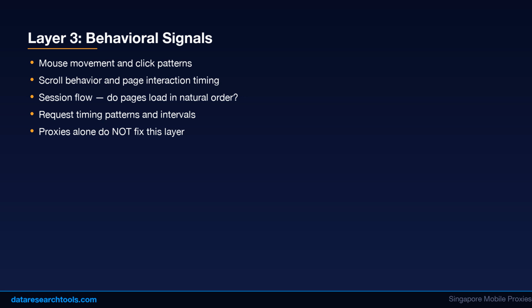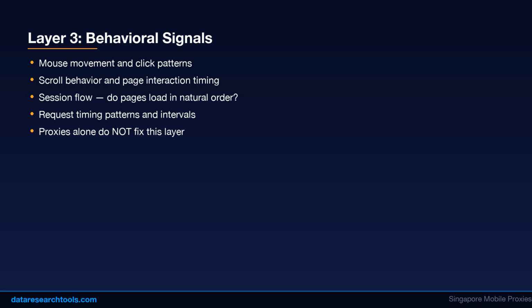And then there's the behavioral layer. Even with a perfect IP and a convincing browser fingerprint, robotic behavior patterns trigger challenges. Detection systems look for mechanical timing, requests arriving at perfectly regular intervals, impossible speed, page loaded, form filled, submitted in 200 milliseconds, missing interaction signals, no mouse movement, no scroll events before an action. They look for identical action sequences repeated across sessions.